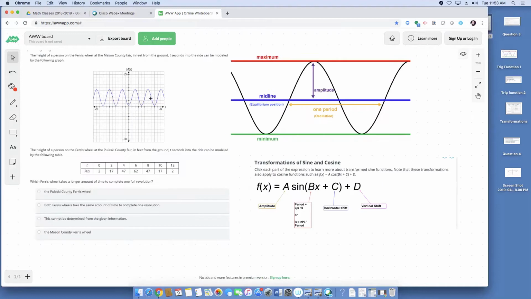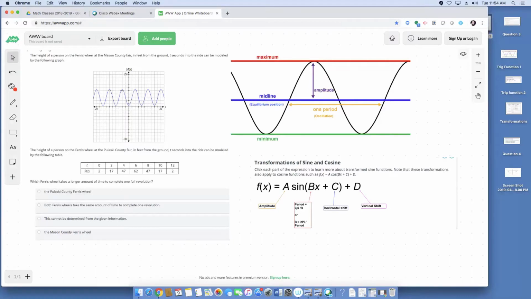Okay, so the height of a person on a Ferris wheel at the Mason County Fair, in feet from the ground, t seconds into the ride, can be modeled by the following. It's a long sentence. I'm going to reread it because sometimes I forget what I'm reading. So the height of a person on a Ferris wheel is given in feet right here.